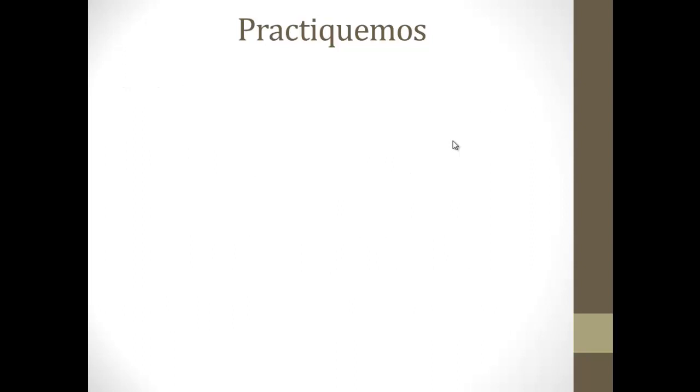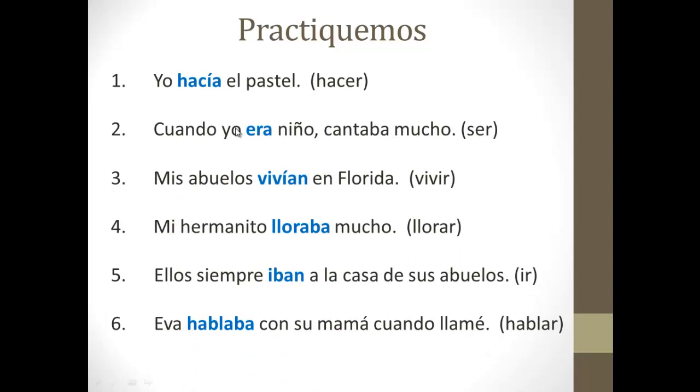Okay, lastly, let's check our answers. We have yo, hacía. En número 2 tenemos yo, era. En número 3, mis abuelos vivían. En número 4, mi hermanito lloraba. En 5, ellos siempre iban. Y en número 6, Eva hablaba.